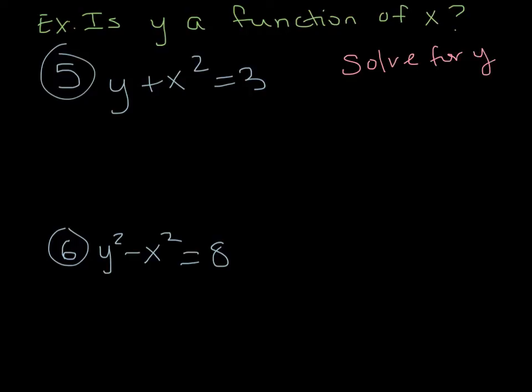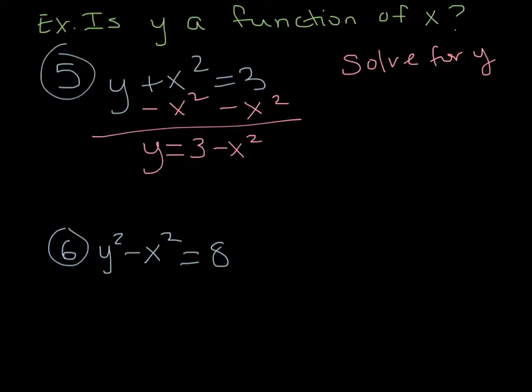And for number 5, it's pretty easy to solve for y. All you do is move over x squared by subtracting it. We get y equals 3 minus x squared. Now, we got this to a form where we got y equals just one thing, which is good. That's what we want. So that means that it is a function of x.